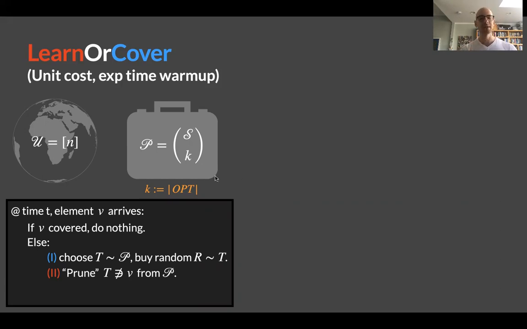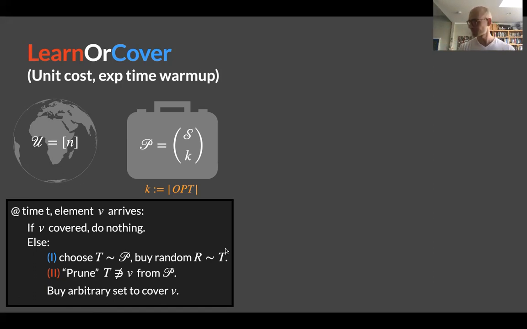The second thing we'll do is prune our portfolio after we've sampled. Any tuple in this enumeration of all possible K tuples that doesn't contain the element V that arrived, we remove from the portfolio. Now, you might complain, all we've done is sample some R from a wacky distribution and then pruned our portfolio. Why should we have covered the incoming element V? And indeed, there's no guarantee that we will. So we'll do one more thing, which I'll call the backup step. We'll buy an arbitrary set to cover V. Great, that's the entire algorithm.